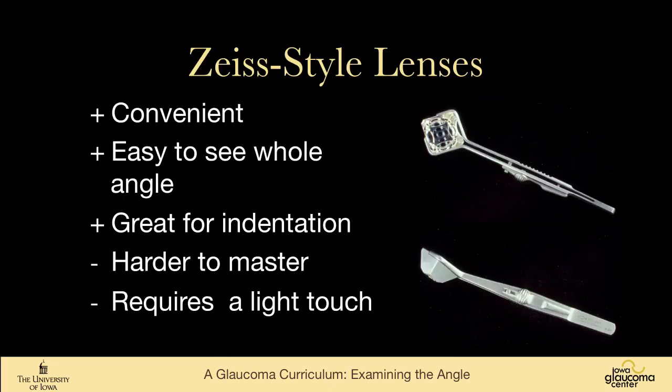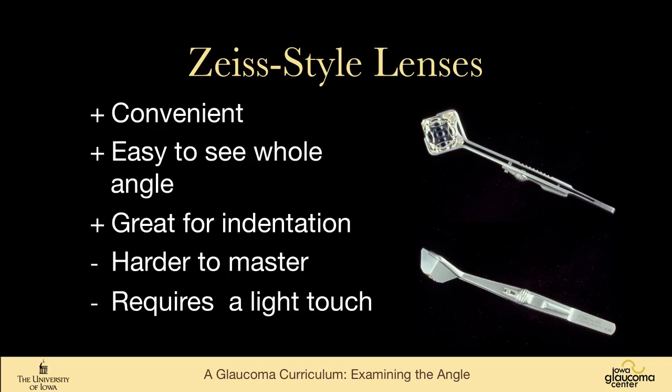The Zeiss style lenses, unfortunately, the Zeiss lens itself is no longer manufactured, but there are lenses that we'll talk about that are the same idea, are very convenient. It's very fast and easy to look at the whole angle. They are great for indentation gonioscopy. I think they're a little bit harder to master because they require a very light touch.